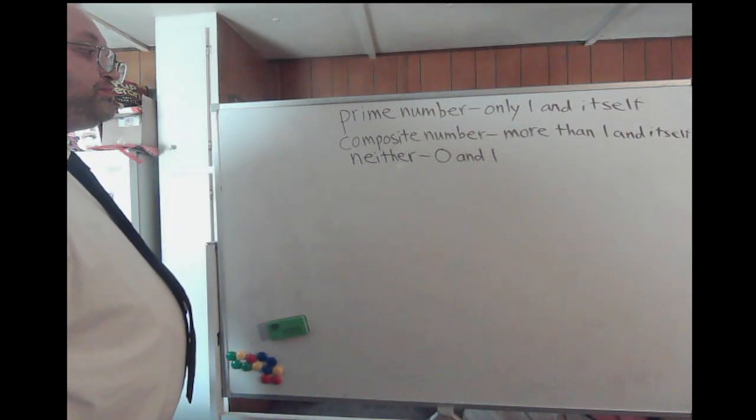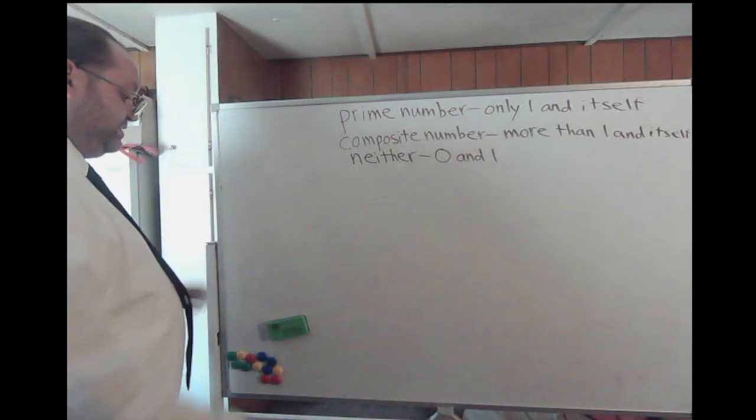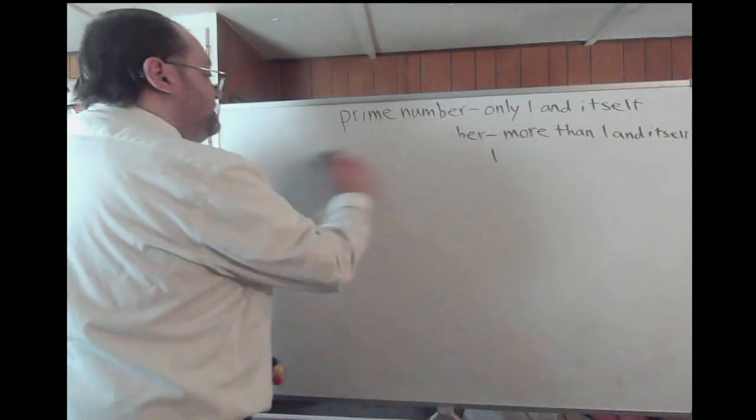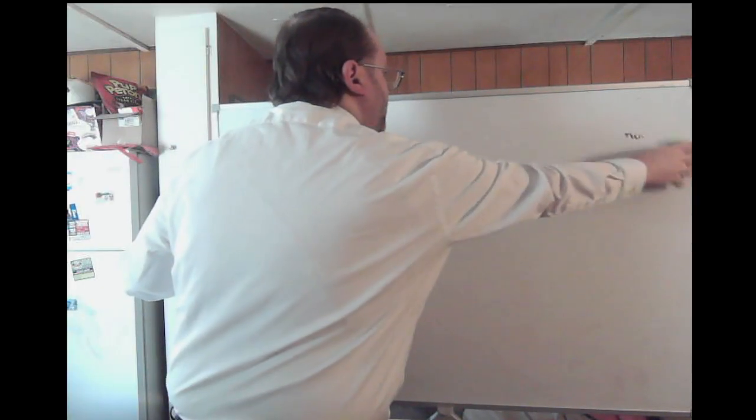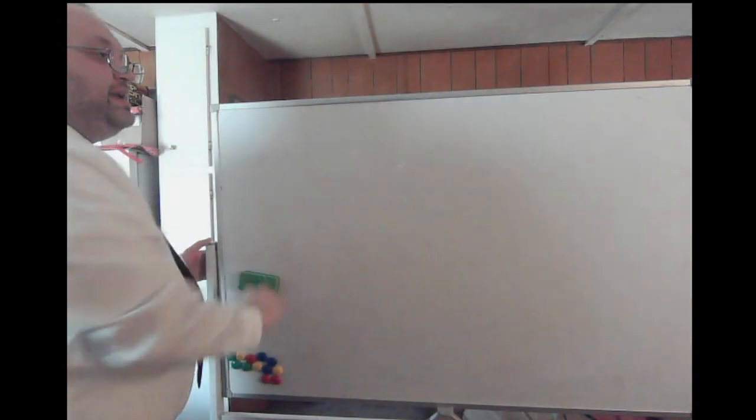So that's how that works. The idea behind prime factorization of numbers is you want to get it down to a product of prime numbers. That's the idea.